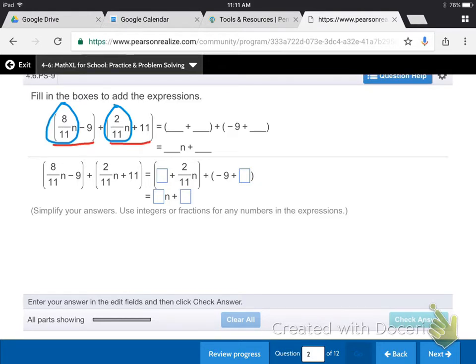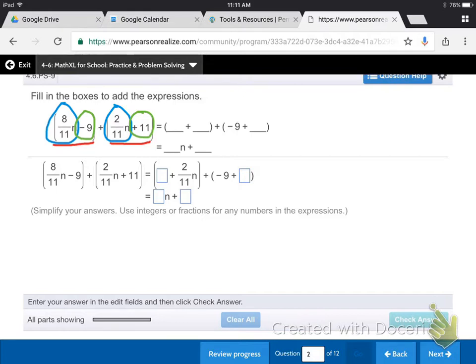And let's take a look for perhaps some different like terms. We know that negative 9 could go with positive 11 because neither of those have a variable. So those are our pairs of like terms. Let's add them together and see what we get.